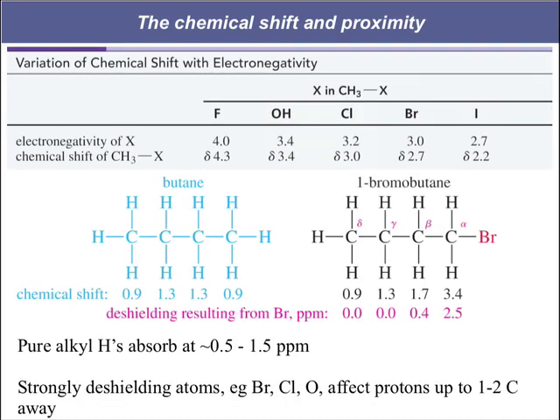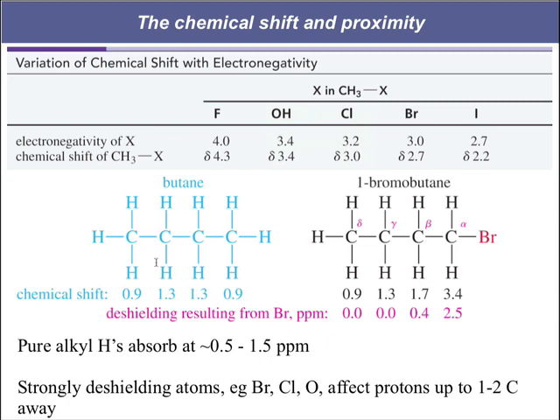Let's look at the proximity effect for these chemical shifts. Here's butane, just C4H10, and the corresponding chemical shifts for these hydrogens. These methyls, the CH3s on the end, show up at about 0.9 ppm relative to TMS. And these CH2s in the middle show up around 1.3 relative to TMS.